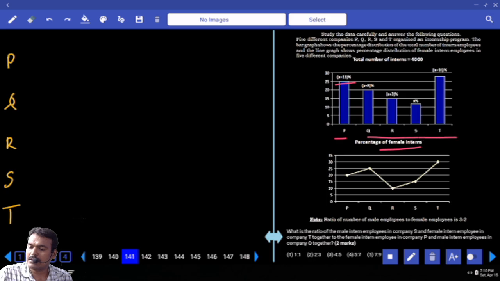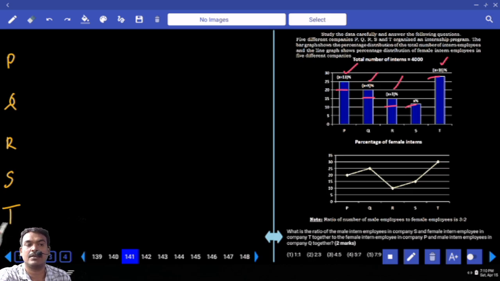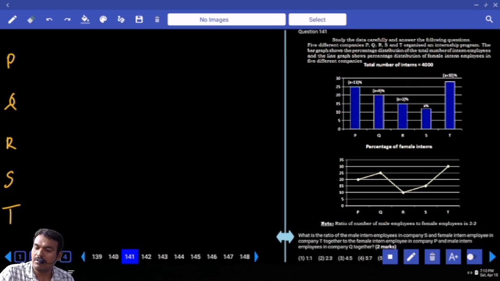First, P, Q, R, S, T, all are added, we get the 100% value. That 100% is equal to which one? 4000. Or X plus X, total how many X? 5X. 13 plus 8, 21 plus 3, 24 plus 16, 40. 5X plus 40 equals 100%. 5X equals 60, X equals 12. Every X value equals how much percent? 12%. First one, what is P? X plus 13 means 25.